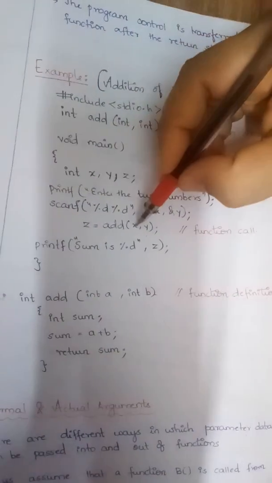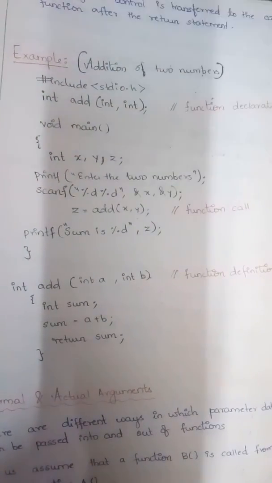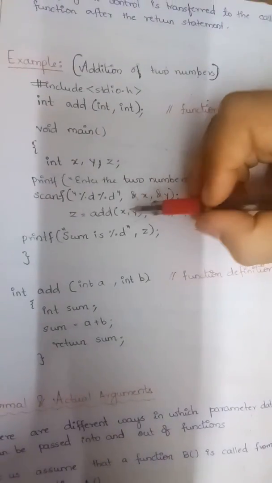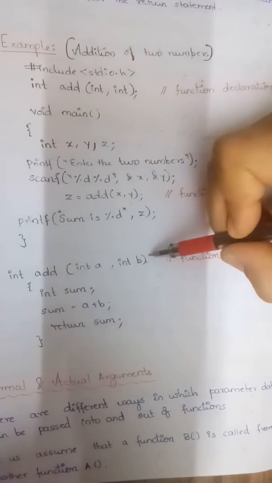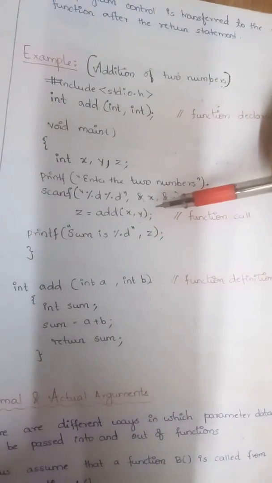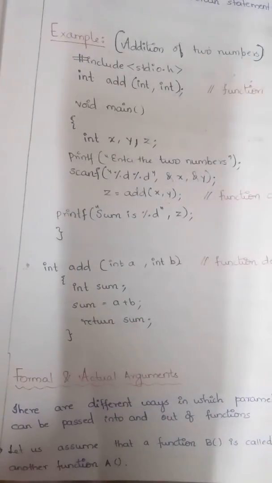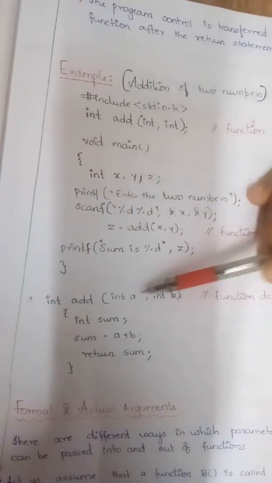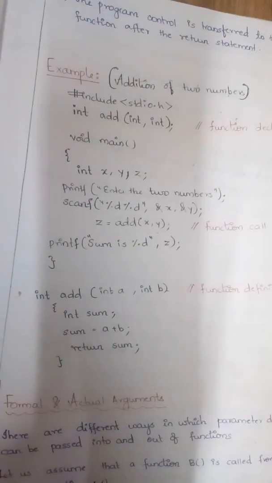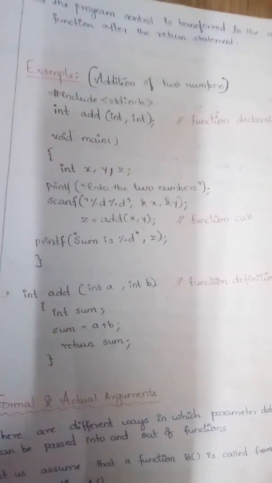Here x and y, that is the variables in the function call, x and y, are called actual arguments, whereas a and b are called formal arguments. X and y are called actual arguments and a and b are called formal arguments. So the value of x and y, that is the value of the actual arguments, will be copied onto the formal arguments. So this is how you add two numbers using the concept of functions.